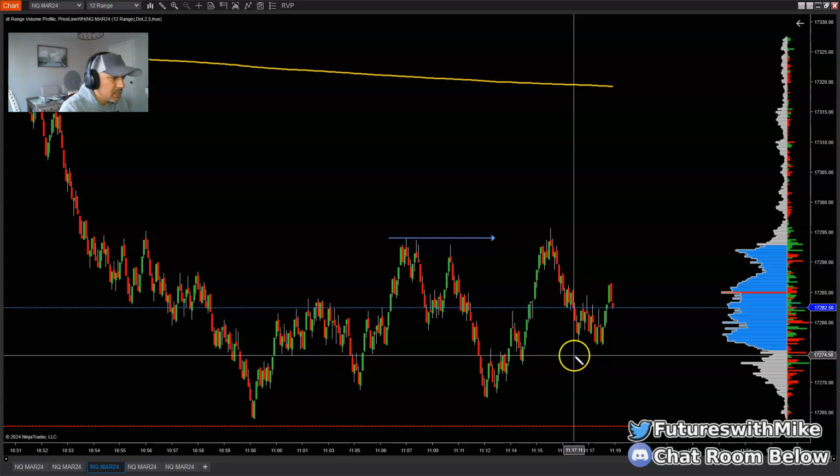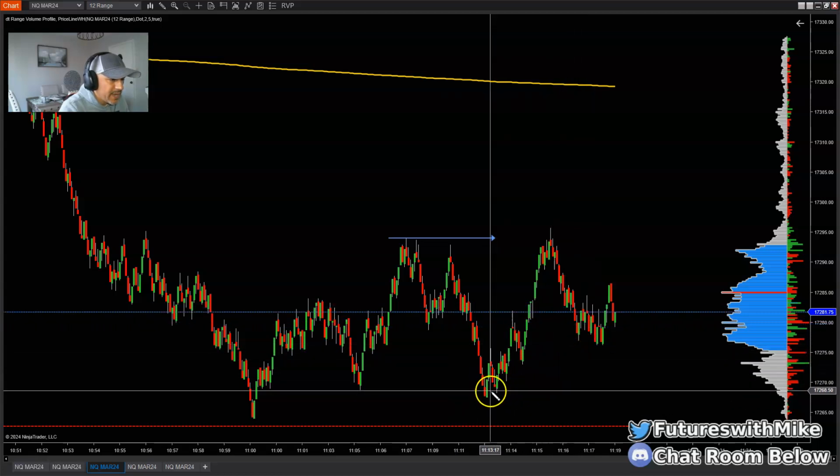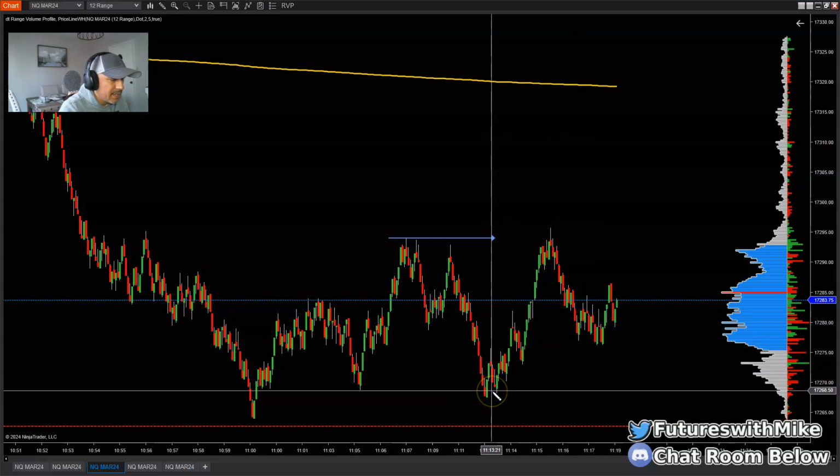and aim possibly for areas of liquidity below. So where could it aim for? Well, we got equal lows right here. It could come all the way down and aim here.